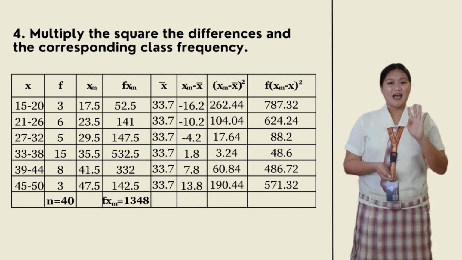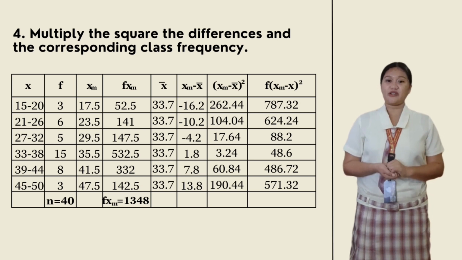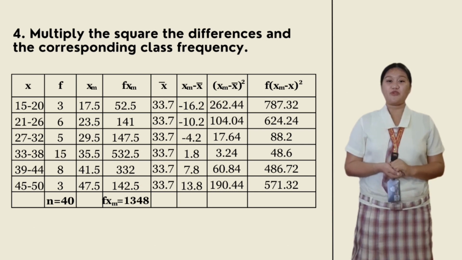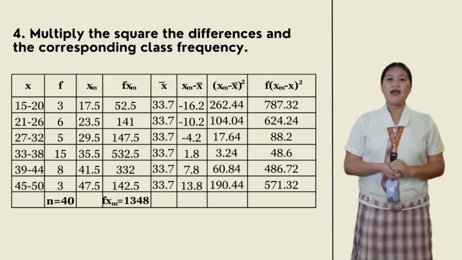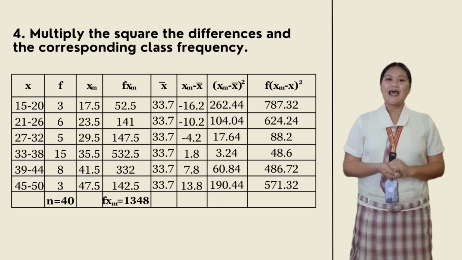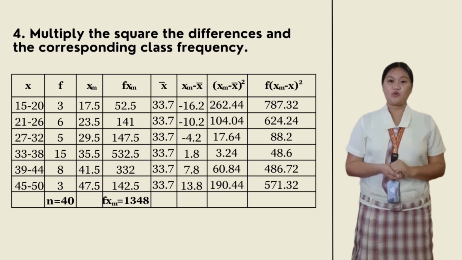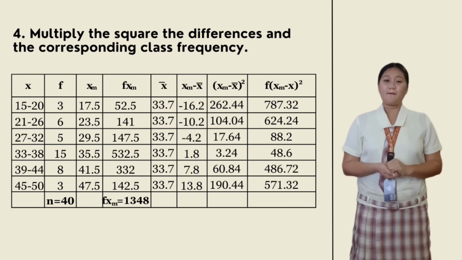So for the fourth step, we need to multiply the square difference and its corresponding class frequency. So 3 times 262.44 is equal to 787.32. 6 times 104.04 is equal to 624.24. 5 times 17.64 is equal to 88.2. And 15 times 3.24 is equal to 48.6. And 8 times 60.84 is equal to 486.72. 3 times 190.44 is equal to 571.32.